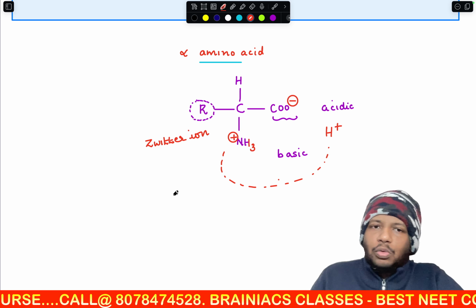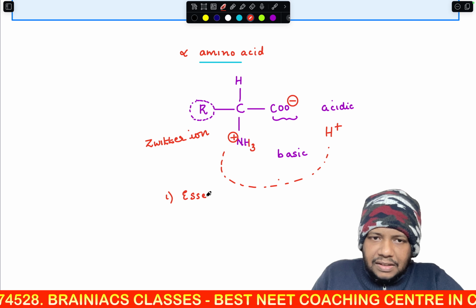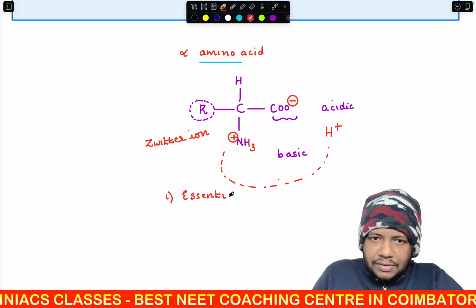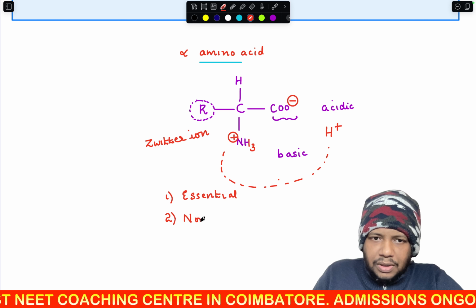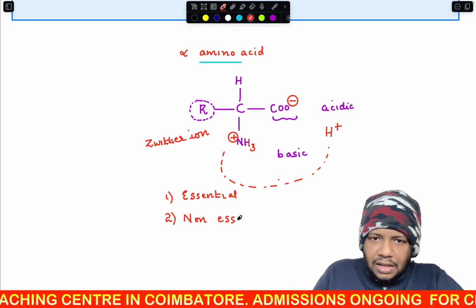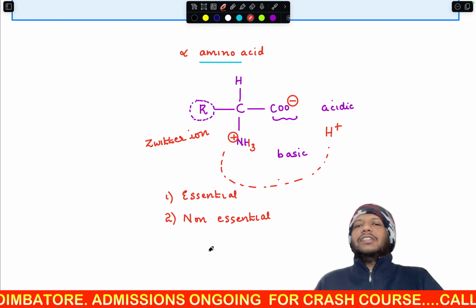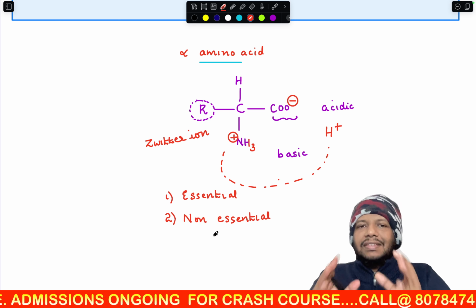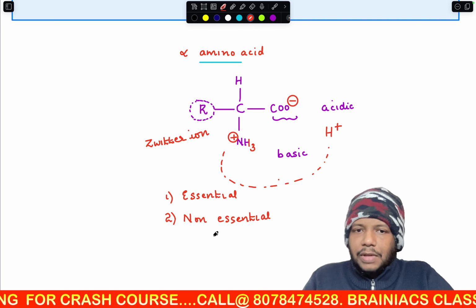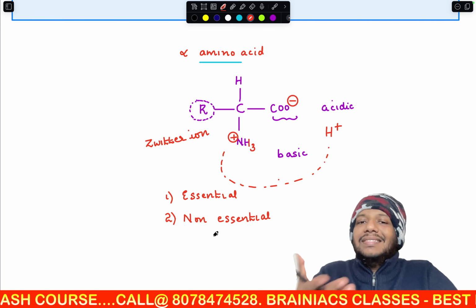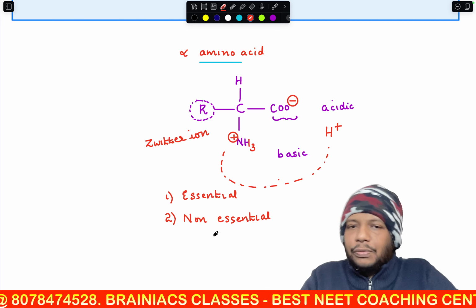These amino acids are classified into two mainly. They are called essential amino acids, and the second one, non-essential amino acids. Now, what is the meaning of essential amino acids? It means they cannot be synthesized inside the human body, and you need to take them in the form of diet. Non-essential means they will be synthesized inside the human body, so you don't need to take them extra as part of your diet.